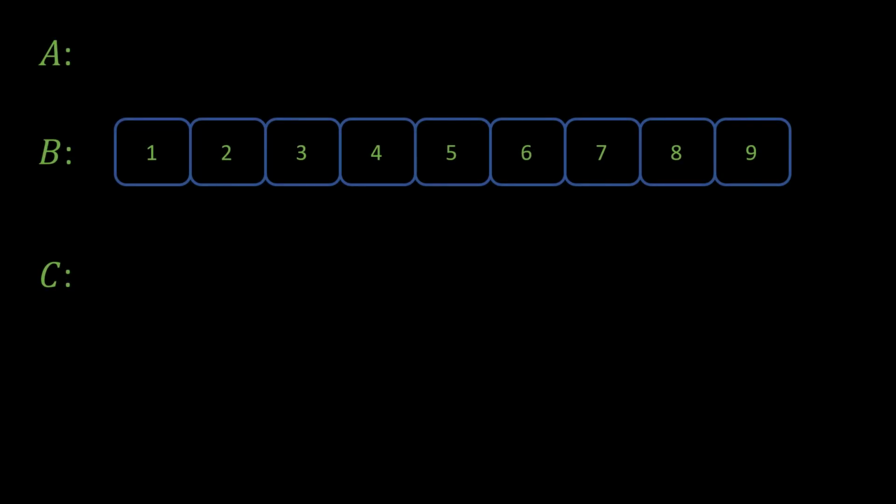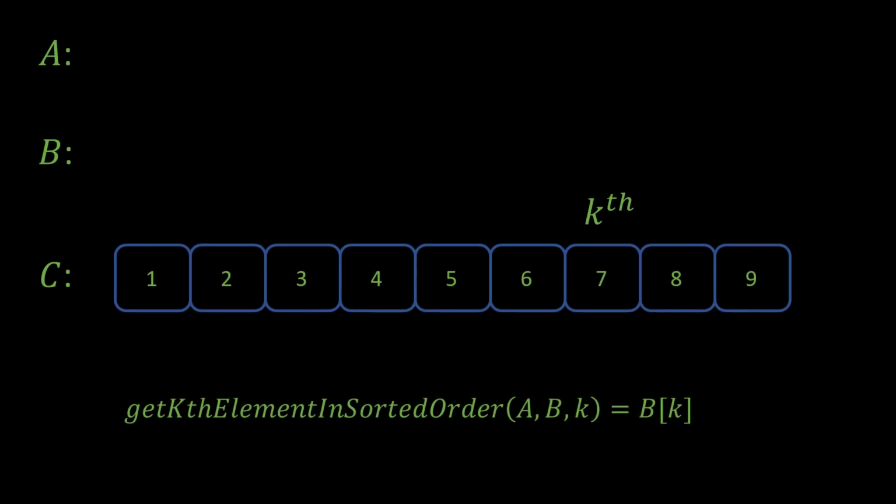So before discussing the general algorithm, why not just handle some of the corner cases? For example, if A has no elements, or equivalently if m is equal to 0, then the kth element in the sorted order is just the kth element in B. Similarly for B, if it doesn't have any elements, then the kth element of A is the kth element in the sorted order. So that's easy enough. Now, what happens if both A and B have elements?